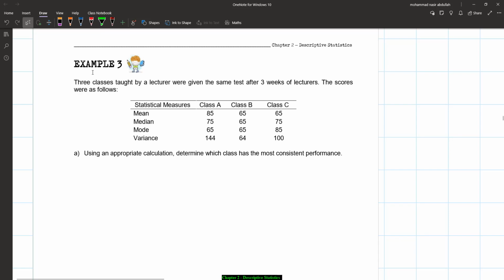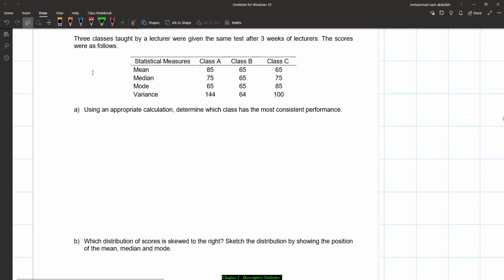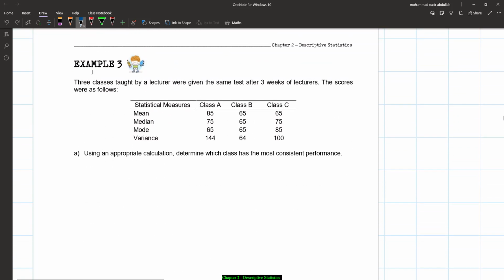Let's look into example number 3. Three classes taught by a lecturer were given the same test after 3 weeks of lectures. So the scores were as follows. For class A, it has the mean, median, mode and variance. Class B as well, class C. So using appropriate calculation, determine which class has the most consistent performance. Maksudnya, kelas mana yang semua performance lebih kurang sama.